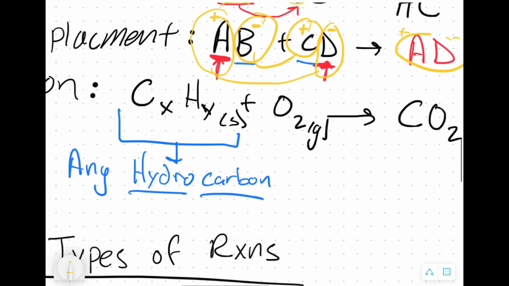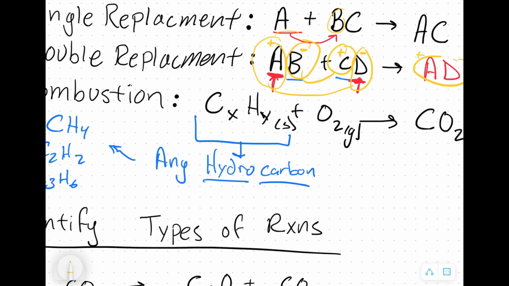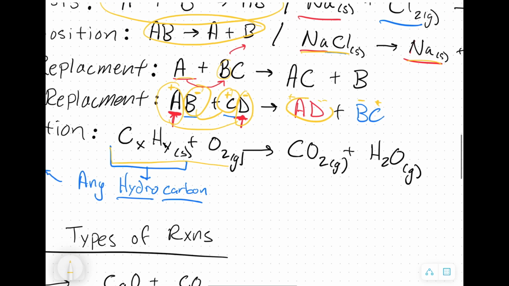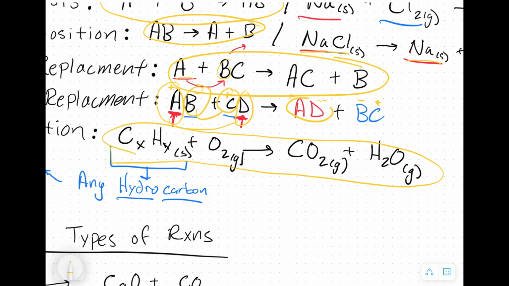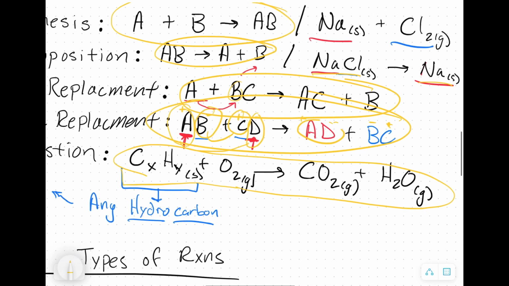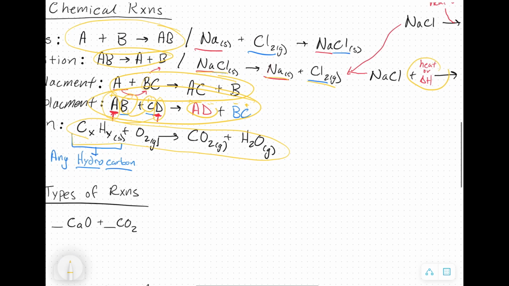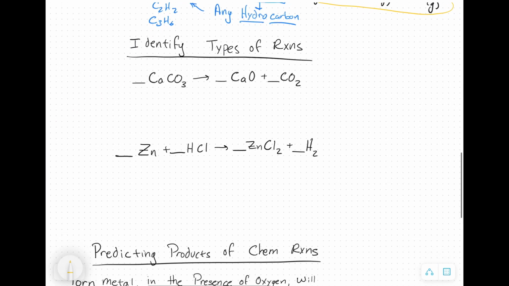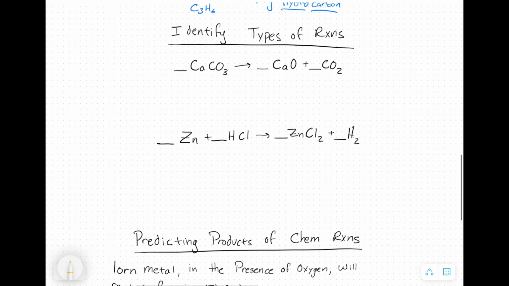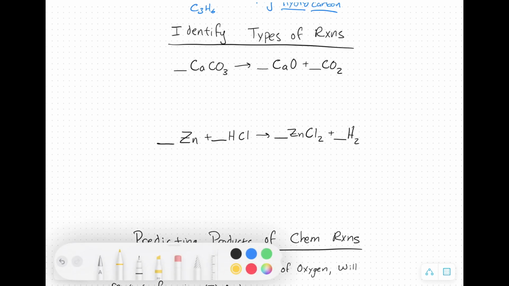And then combustion, super easy way to see it: any hydrocarbon here, and if you're in the presence of oxygen, you're always going to make CO2 and H2O in the gas form. So these are going to be your five different base general formulas for types of chemical reactions. So let's take a look at identifying some types of reactions and balancing.